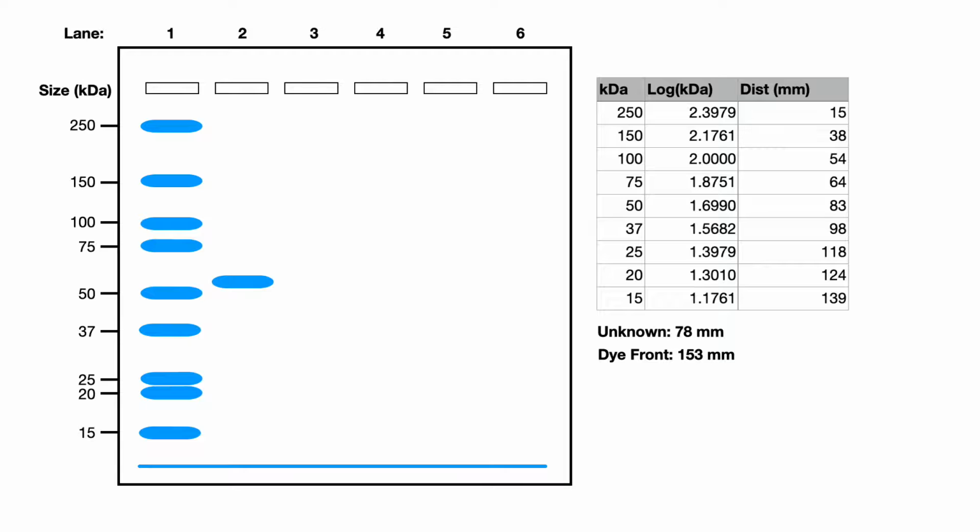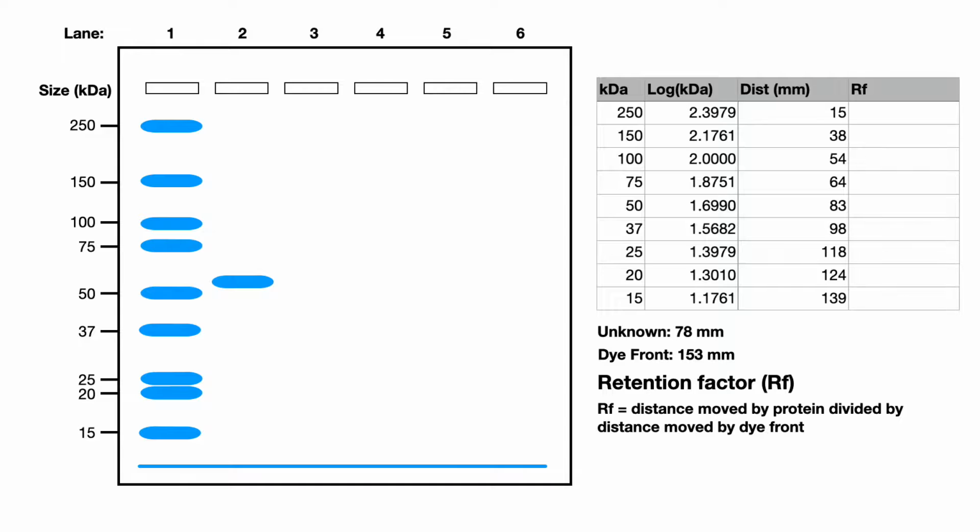Now, one thing that we do that is different with the protein gel is we calculate something called the RF value, and we construct a column in the table for our RF value. Now, what RF stands for is retention factor, and this is a measure of how far something has moved in the gel compared to the dye front. So we know how far our bands have moved. So for example, for the 250 kilodalton band, we know it's moved 15 millimeters. We know the dye front has moved 153 millimeters.